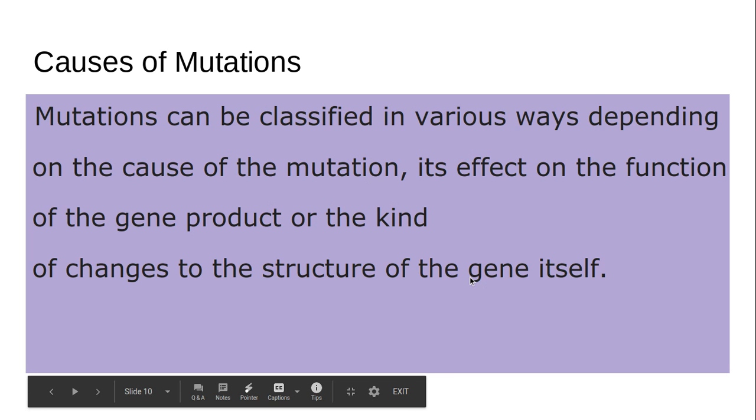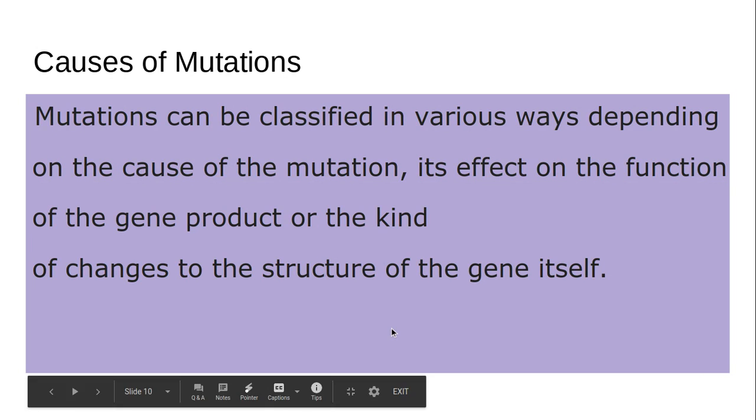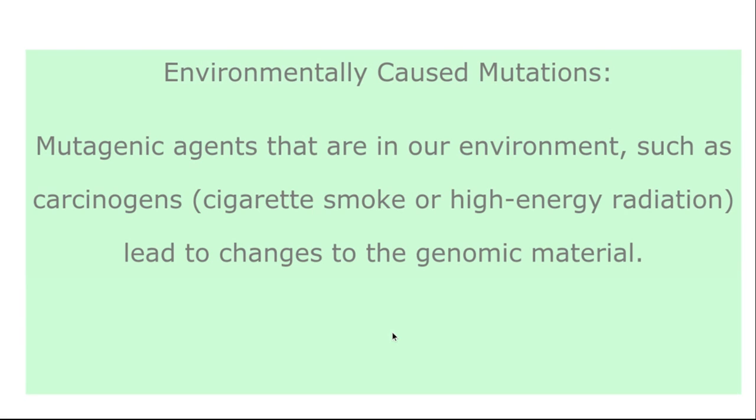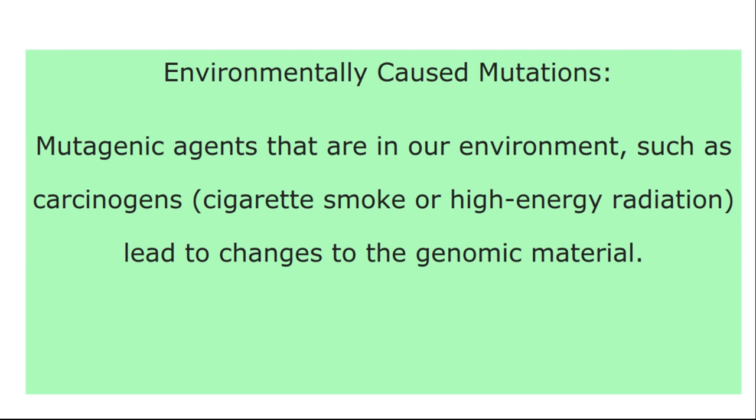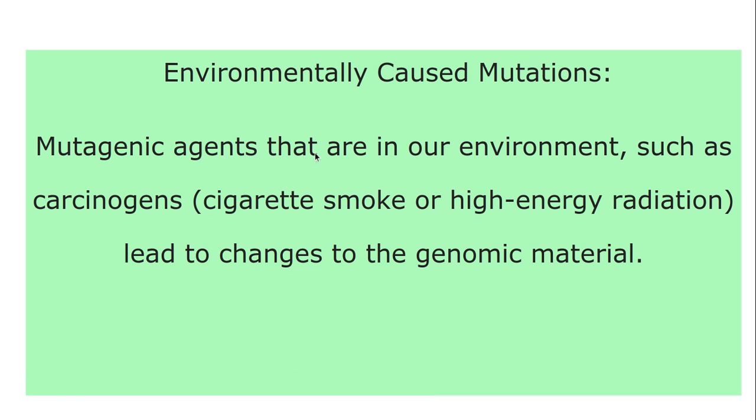Causes of mutations. Mutations can be classified in various ways depending on the cause of the mutation, its effect on the function of the gene product, or the kind of changes to the structure of the gene itself. So it kind of depends. So if we look at causes of mutations, this one is the environmentally caused mutation. So this is from radiation, like nuclear. This is from like cigarettes, carcinogenics. Carcinogenics are ones that cause cancer. So mutagenic agents that are in our environment, such as carcinogens, I think I said it better, like cigarette smoke or high energy radiation, lead to changes in genomic material.